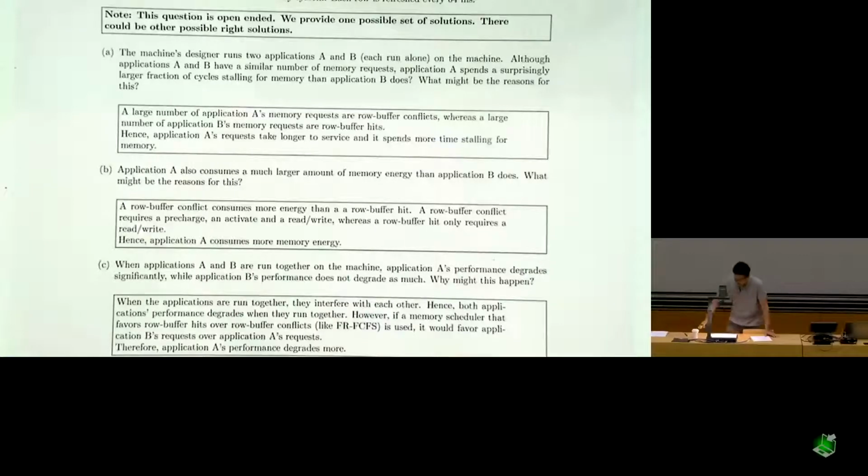Okay, part A says the machine's designer runs 2 applications, A and B, each run alone on the machine. Although applications A and B have a similar number of memory requests, application A spends a surprisingly larger fraction of cycles stalling for memory than application B does. What might be the reasons for this?